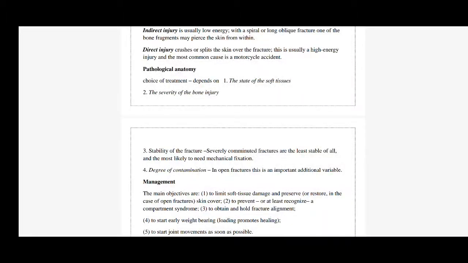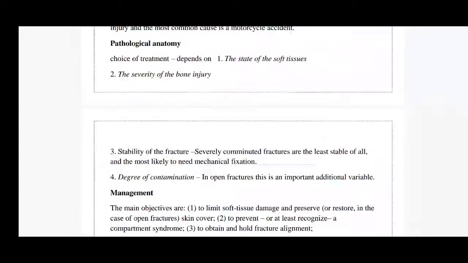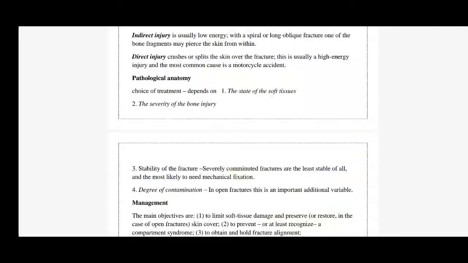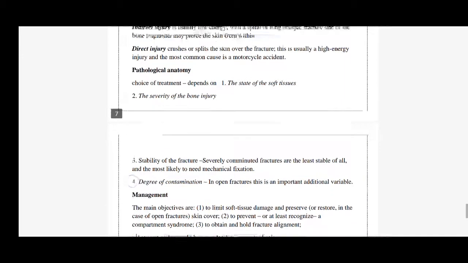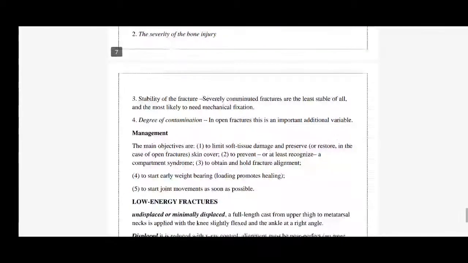Pathological anatomy: because the tibia is a subcutaneous bone, there is little soft tissue surrounding at the fracture site, so this will have the problem of delayed union and even non-union, and will limit the kind of fixation we use. So our treatment depends upon the state of the soft tissue and the severity of bone injury, and other is stability of the fracture. Severely comminuted fracture is unstable, and other is the degree of contamination in compound fracture.